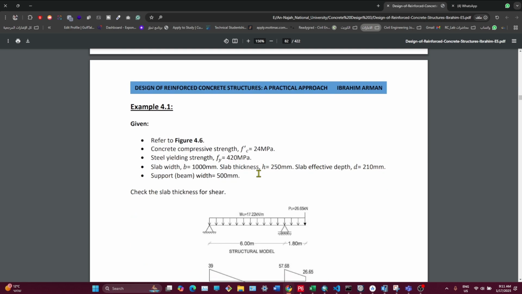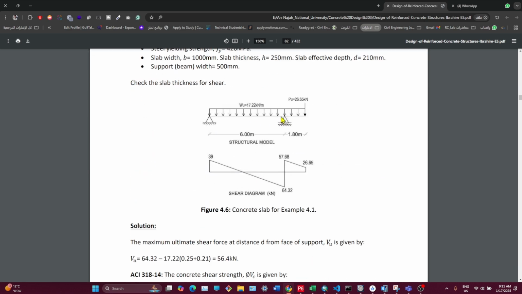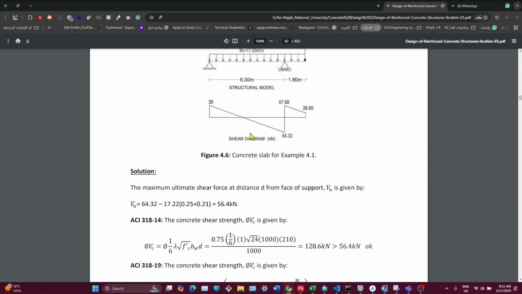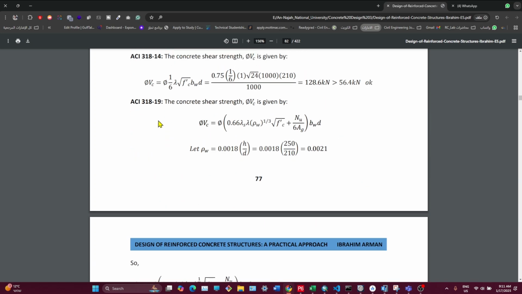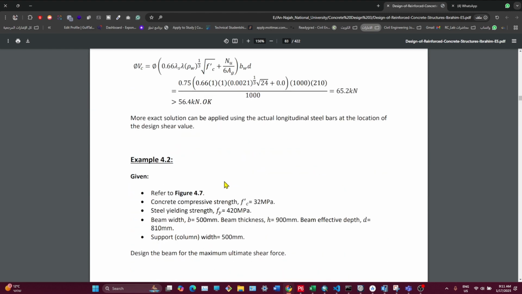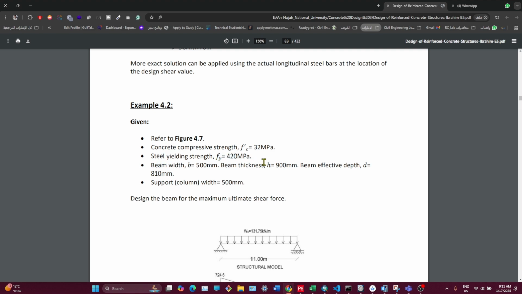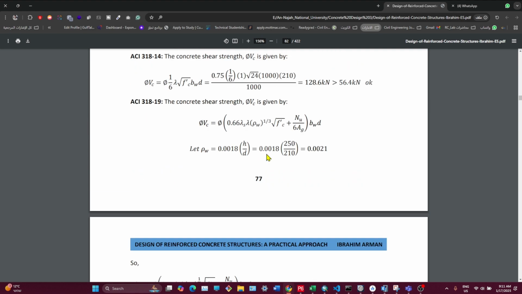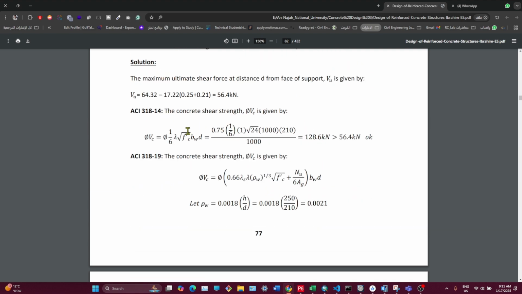We'll go to the design details of this structural model. We will design it using the ACI standard 318, 19 edition. And then we'll have another example for designing a beam. So we have two examples: designing shear for a slab, and designing shear for a beam.